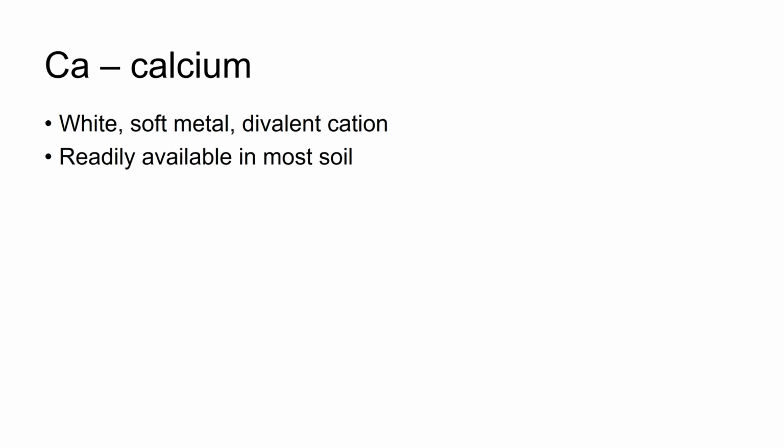Calcium, atomic symbol Ca, is a white, soft metal. It's a divalent cation. It's a highly reactive material. It is one of the premier ones that we find as a divalent cation that is very abundant everywhere. It is readily available in most soils. A lot of soils have bedrock that's made out of calcium or a calcium type material.